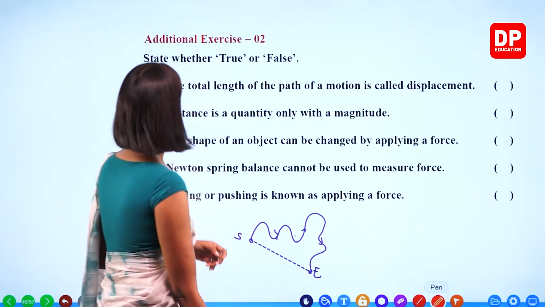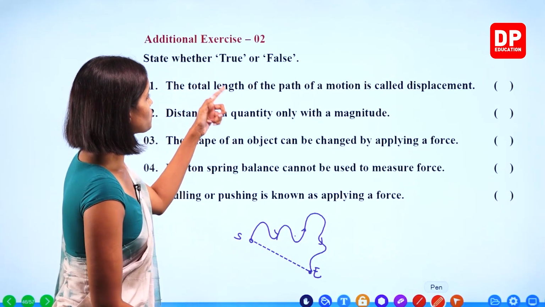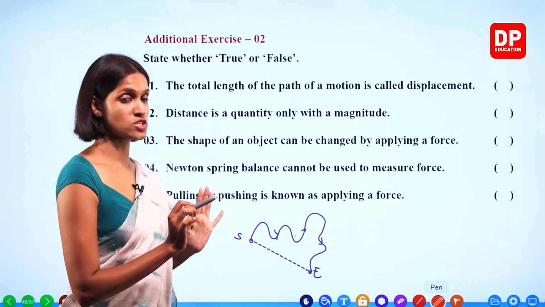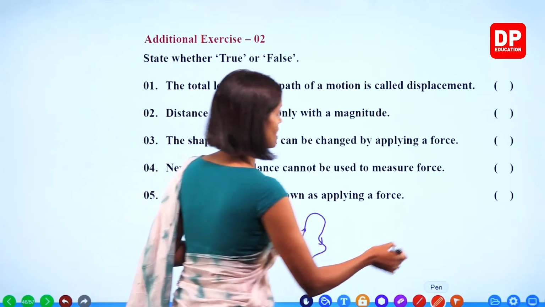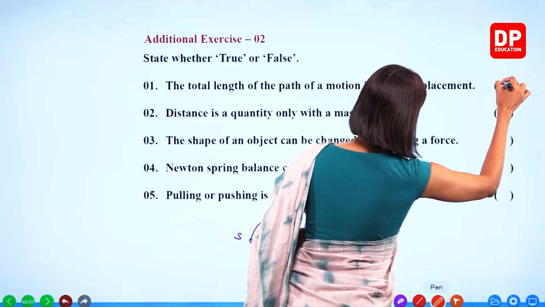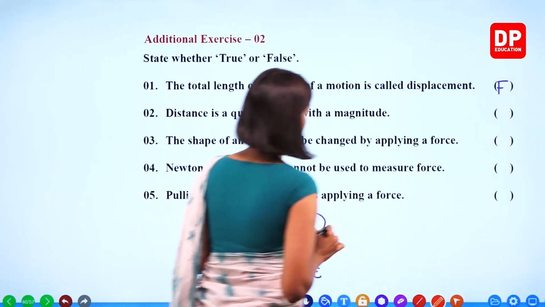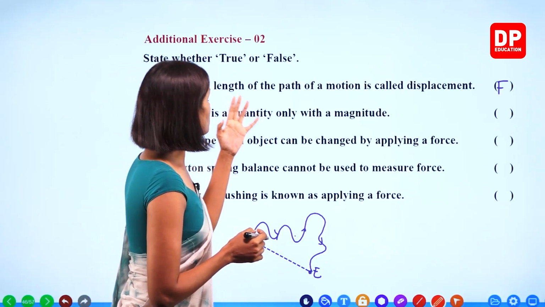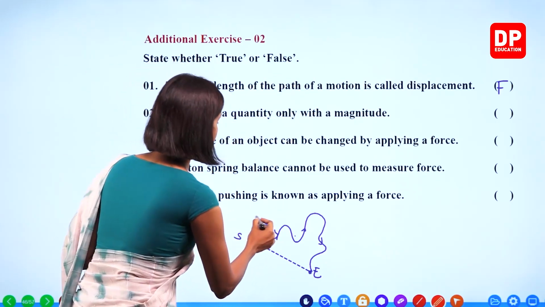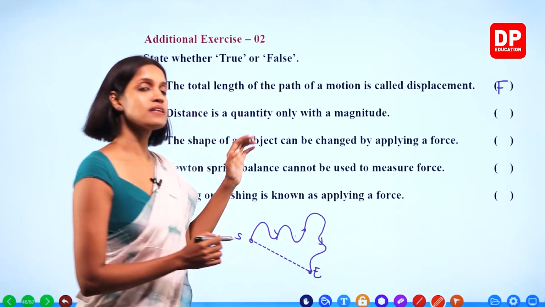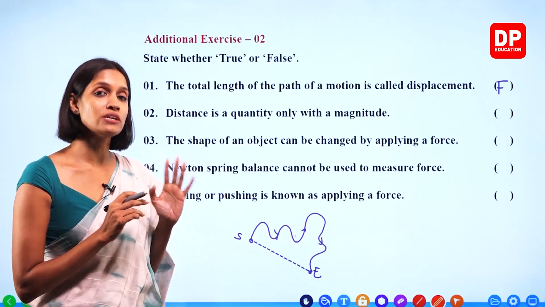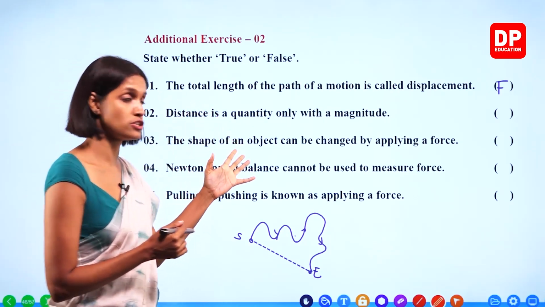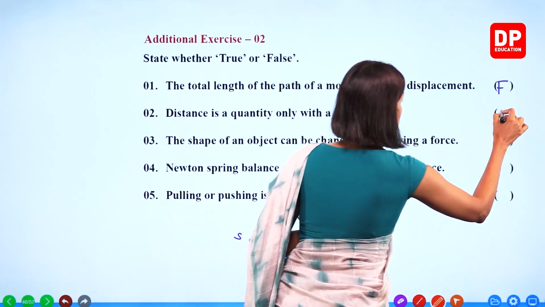Okay, children. So the total length of the path of a motion is called displacement. No, that is called distance. Therefore, it is wrong. We will write F. Number 2. Distance is a quantity only with a magnitude. It has a magnitude, no direction. Therefore, that is correct. Distance is a quantity only with a magnitude, no direction. That is true.